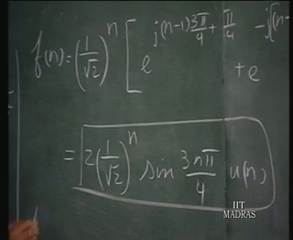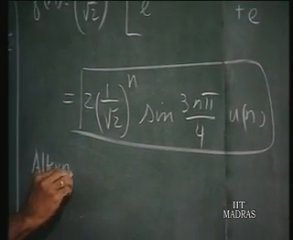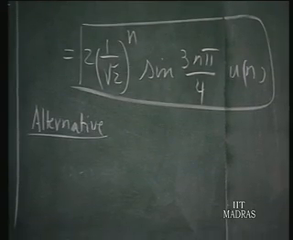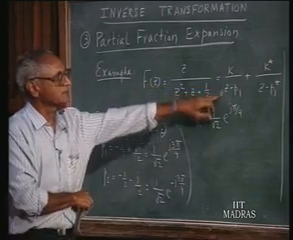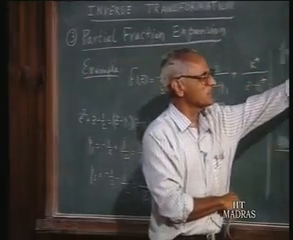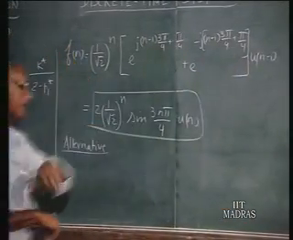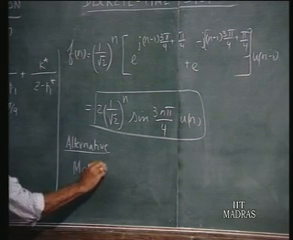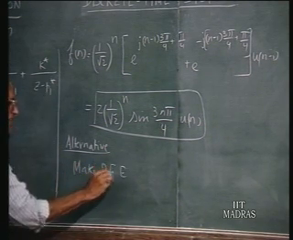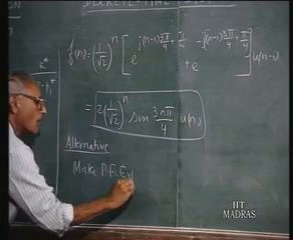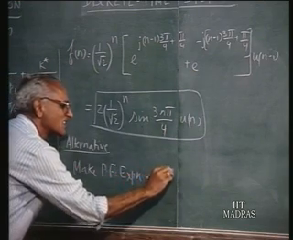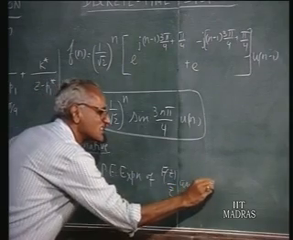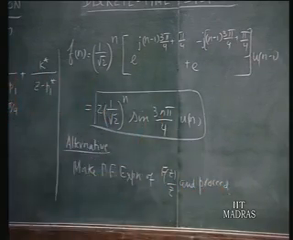An alternative is, after all, I have made the partial fraction expansion of f of z, and because of that I have got this n minus 1 times u of n minus 1, all these things are coming into the picture. To avoid this, make the partial fraction expansion of f of z over z and proceed. You get a similar set of answers here.